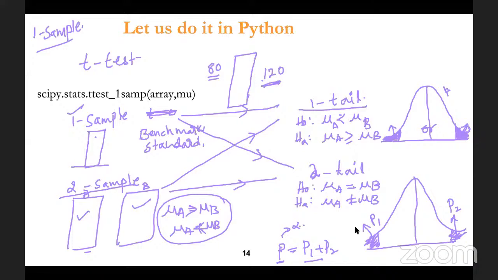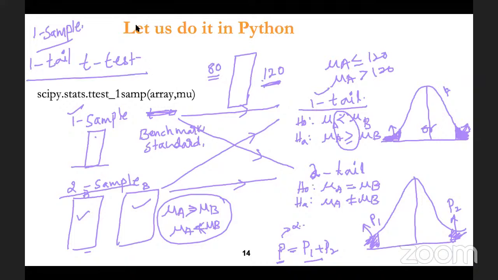And how many tails? Have we computed one tail or two tail? If you recall the symbols that we used, mu A is less than or equal to 120, mu A is greater than 120. When you use these symbols, that indicates we have conducted a one tail t-test. So we have conducted a one sample, one tail t-test. That is important actually. You have to write the test heading, what test you have conducted: one sample, one tail, or two sample, one tail. Based on the situation, you can go for these combinations.